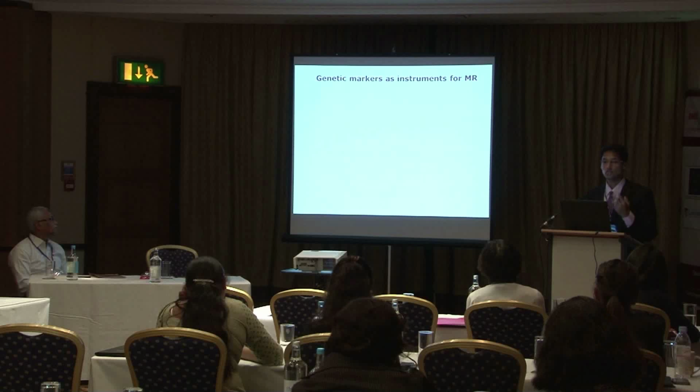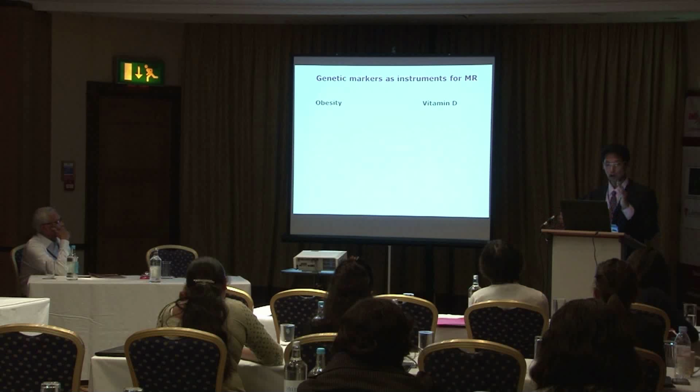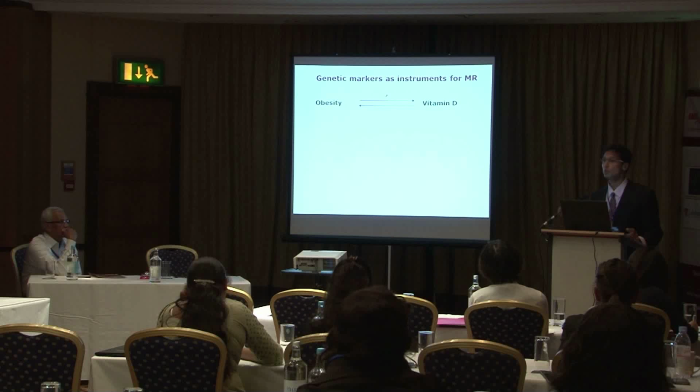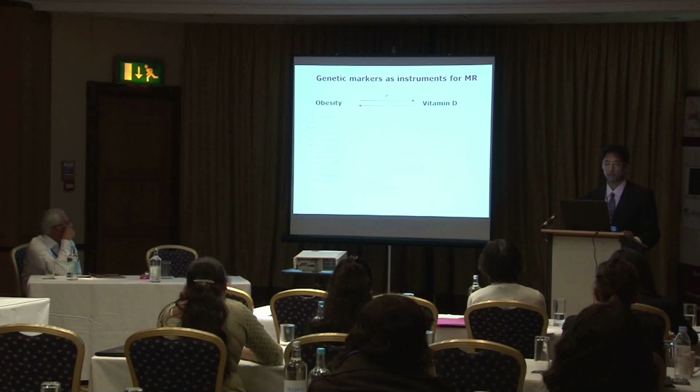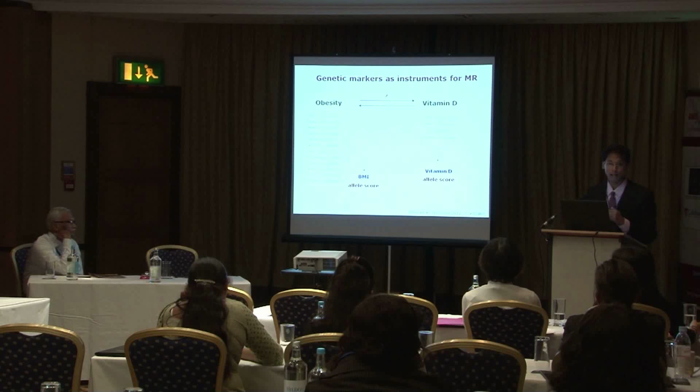So we had to choose the genetic markers as instruments for this Mendelian randomization approach. We have two exposures. When obesity is being tested for vitamin D deficiency, obesity will be the exposure. And when vitamin D deficiency is tested for obesity, vitamin D deficiency will be the exposure. So obviously, we need to select genetic markers for both exposures. We selected 12 BMI related markers for obesity and 4 vitamin D markers for vitamin D deficiency. For statistical purposes, we combined them as a BMI score, and the 4 vitamin D markers were combined as a vitamin D allele score. So basically the question is whether obesity is associated with vitamin D deficiency.